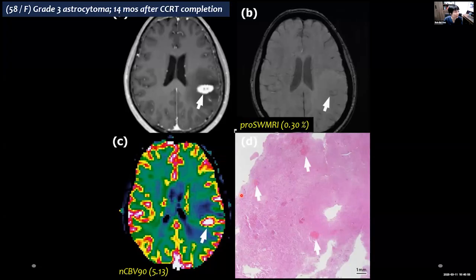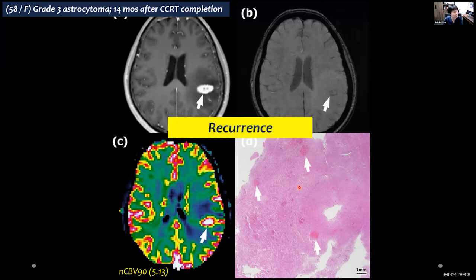So here's a typical example. This grade 3 astrocytoma had a new enhancing lesion 14 months after CCRT completion. And this lesion showed minimal hemorrhage in the enhancing portion and increased normalized CBV, 90th percentile of the normalized CBV, with the actual value corresponding to 5.13. And the histological specimen showed just a bit of hemorrhage, not too much. And this case corresponded to the recurrence.